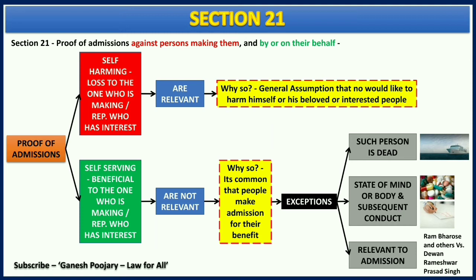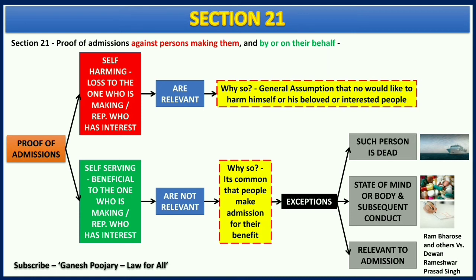So if I have to divide it into three parts, first I will keep proof of admission as a main heading, under which there are two types. One, against person making them, or the self-harming admissions, and the second type is by or on their behalf, which means self-serving admissions. Let us continue the discussion with the help of these two types of admission. First thing first, the self-harming admissions.